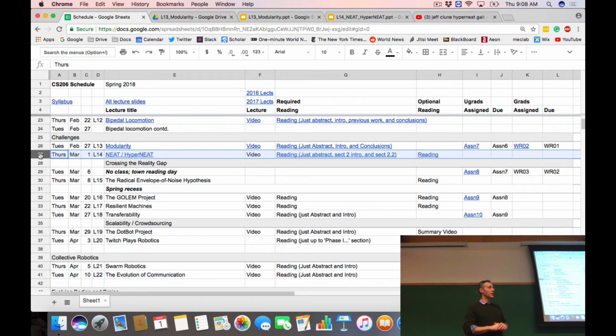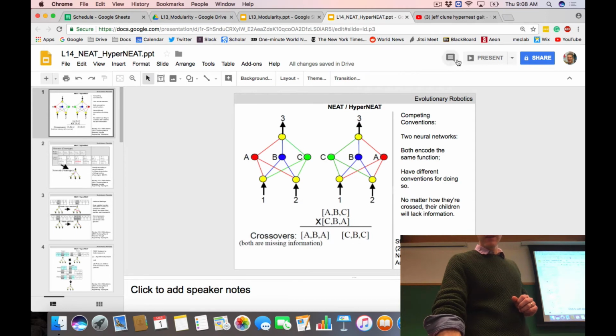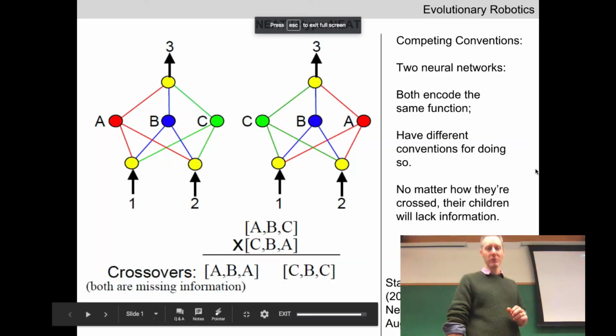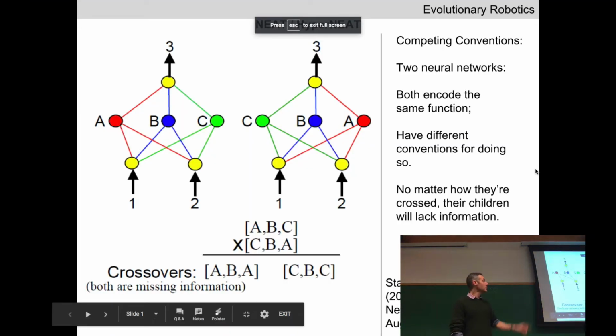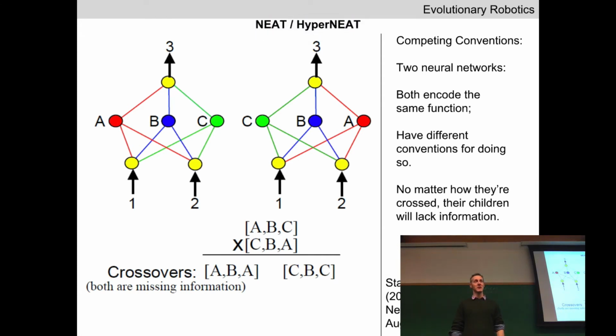In lecture 14, we're going to look at a pair of algorithms, and these algorithms were designed to deal with a separate open problem in evolutionary robotics in particular, but in AI in general. And this problem is known as the competing conventions problem. We mentioned this, I think, when we talked about neural networks. And this little cartoon here illustrates the problem.